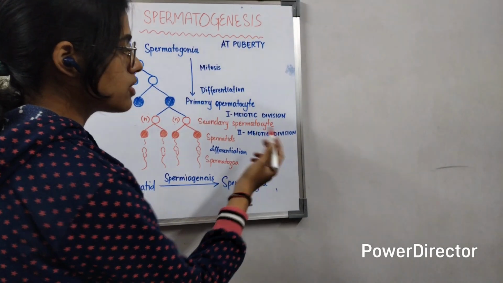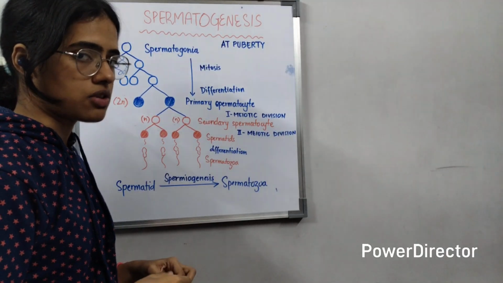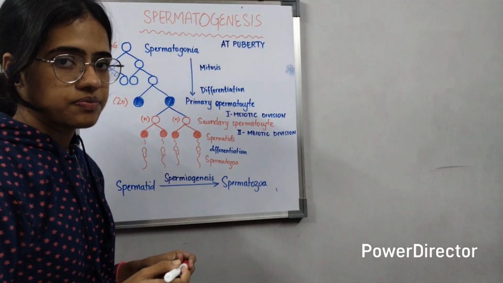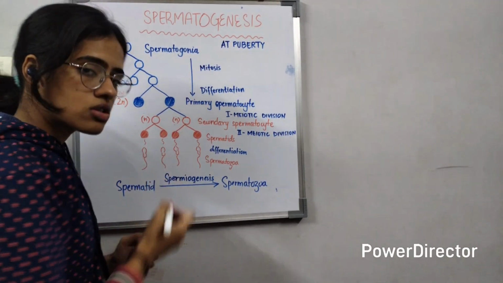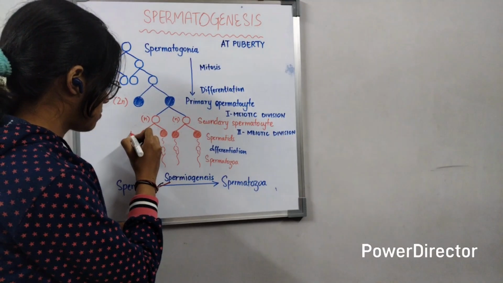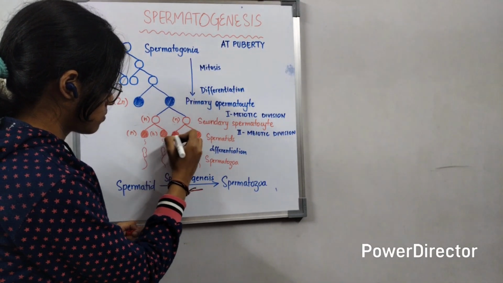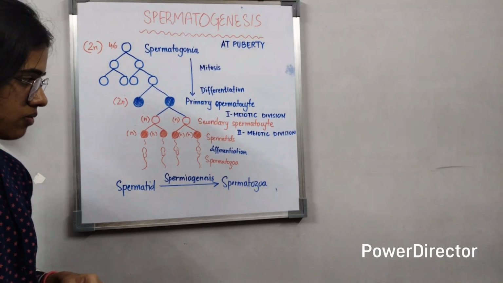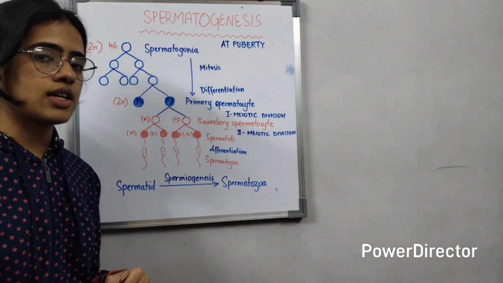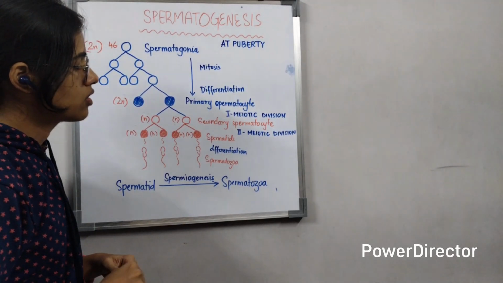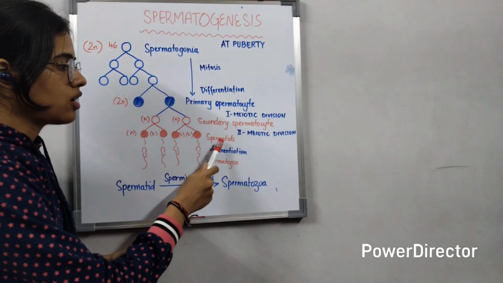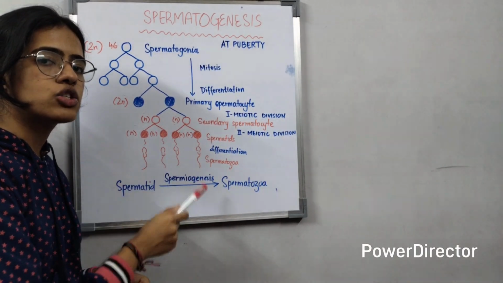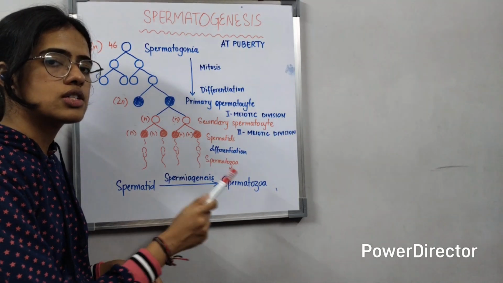Now the secondary spermatocyte further undergoes the second meiotic division to form four spermatids. The spermatids also have the ploidy n. The spermatids undergo differentiation to form the spermatozoa, which is a mature male gamete. It is also called the sperm.